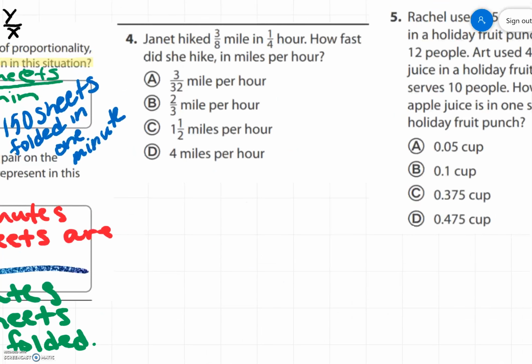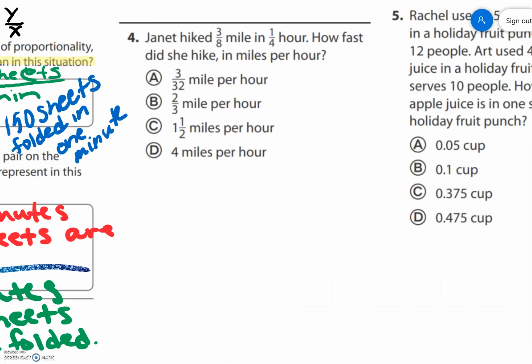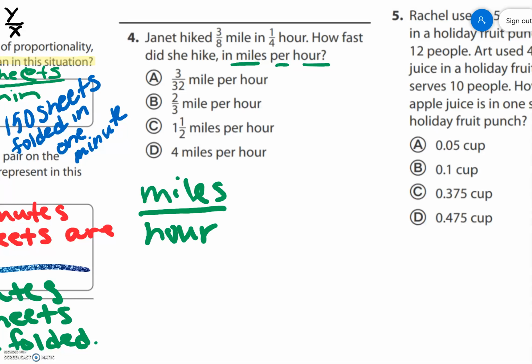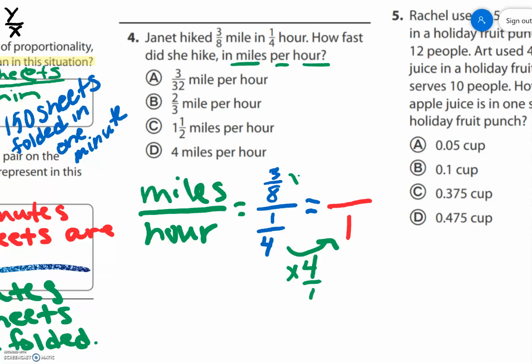Number 4. Janet hiked 3/4 of a mile in 1/4 of an hour. How fast did she hike in miles per hour? So they want miles over hours, and they're looking for that unit rate. So we put our miles on top, 3/4. We put our hours on the bottom, 1/4. But if I'm looking for a unit rate, I'm looking for my denominator to be 1. Well, to get 1/4 to 1, we multiply by the reciprocal, so multiply by 4/1.